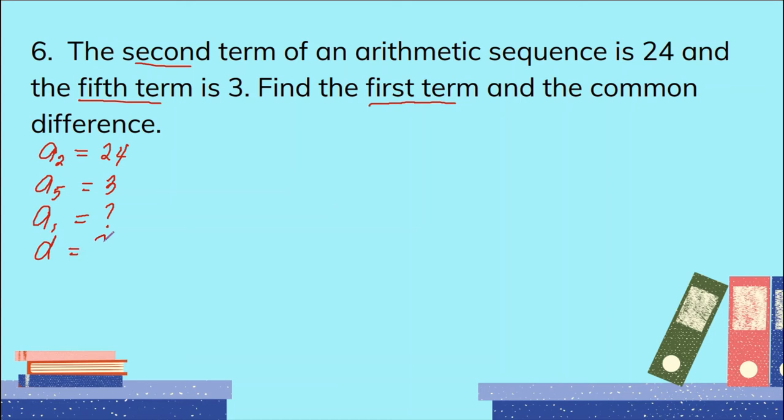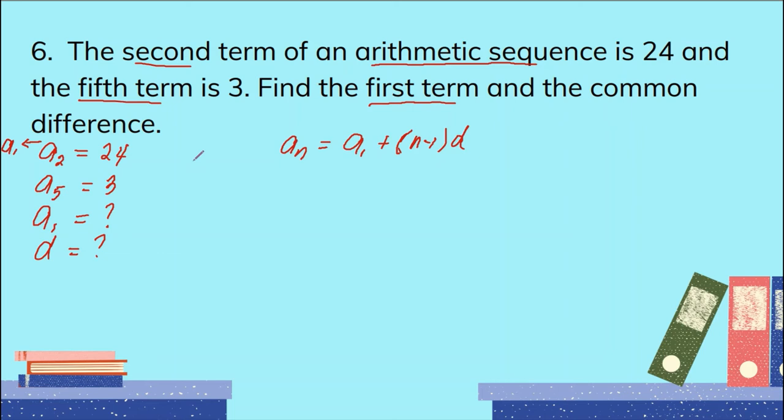Okay, so paano yan? Again, guys, we are going to use the formula for arithmetic sequence, which is a sub n is equal to a sub 1 plus n minus 1 times the common difference, d. Yung a sub n natin, ito, given. Pero paano yan? A sub 1 yung hanap, pero meron lang akong a sub 2. So, madali lang po. Mag-a-adjust ka lang. So, atras ka para magkaroon ka ng a sub 1.